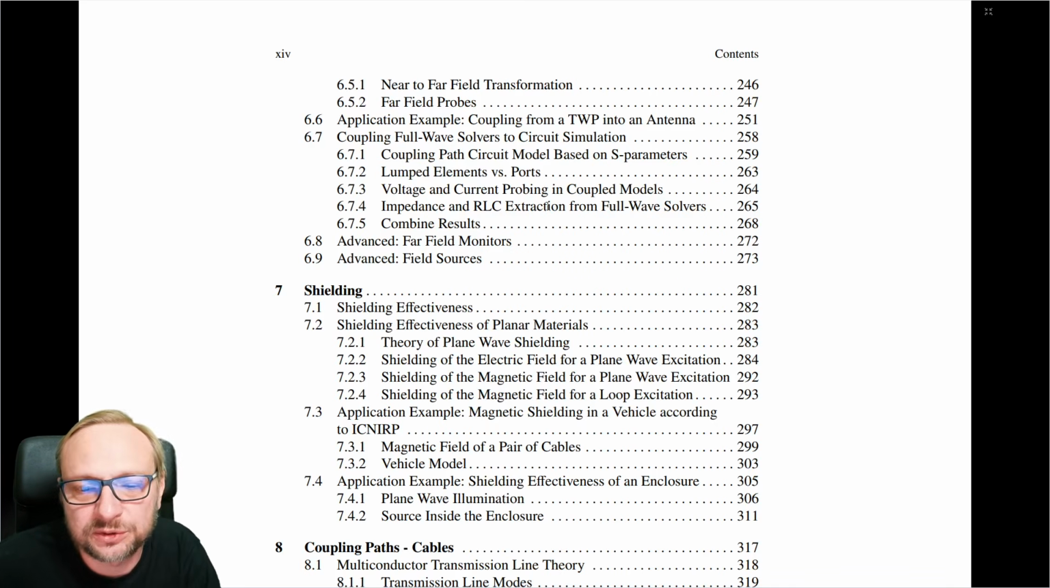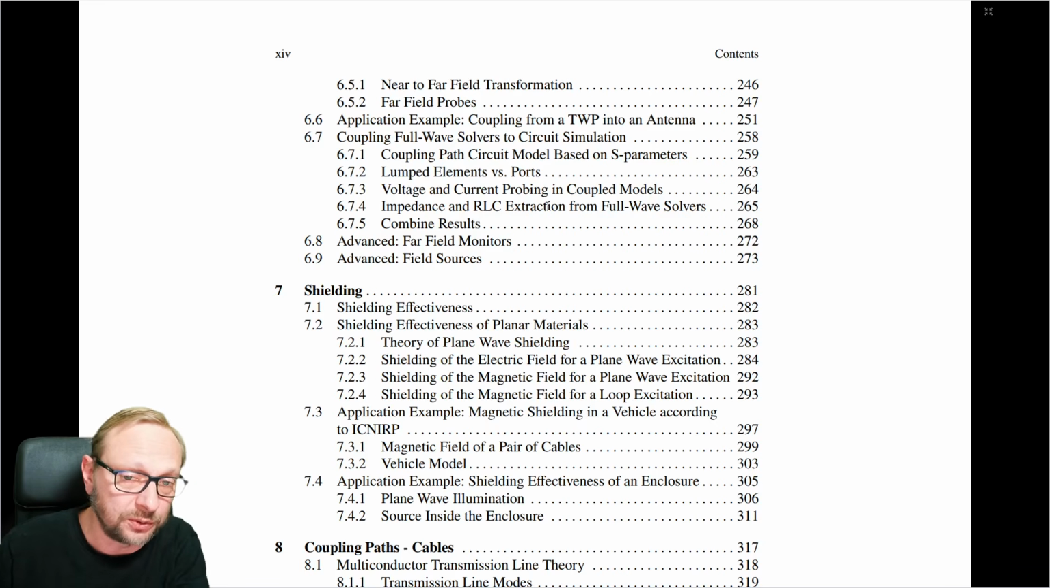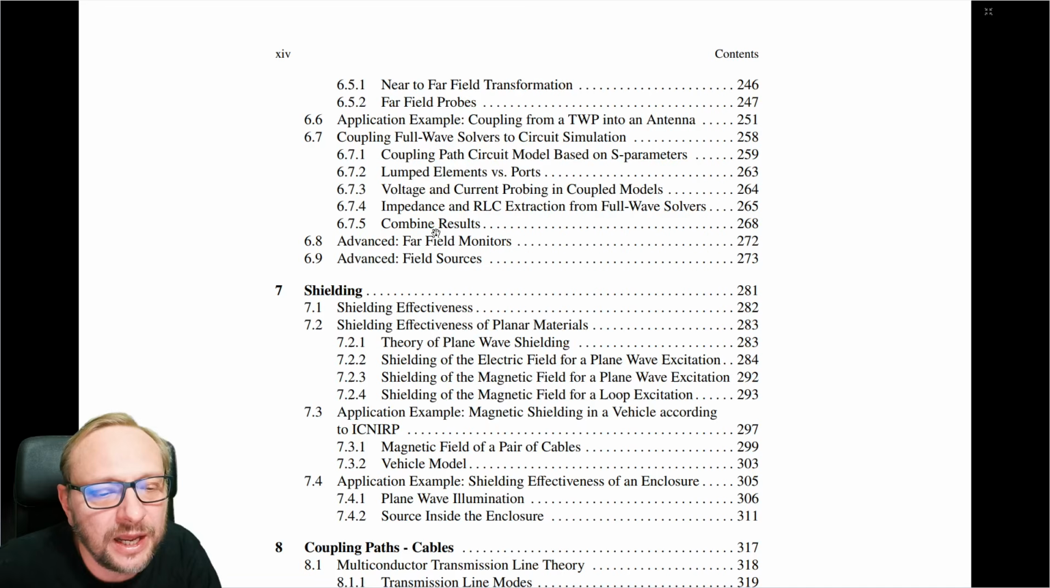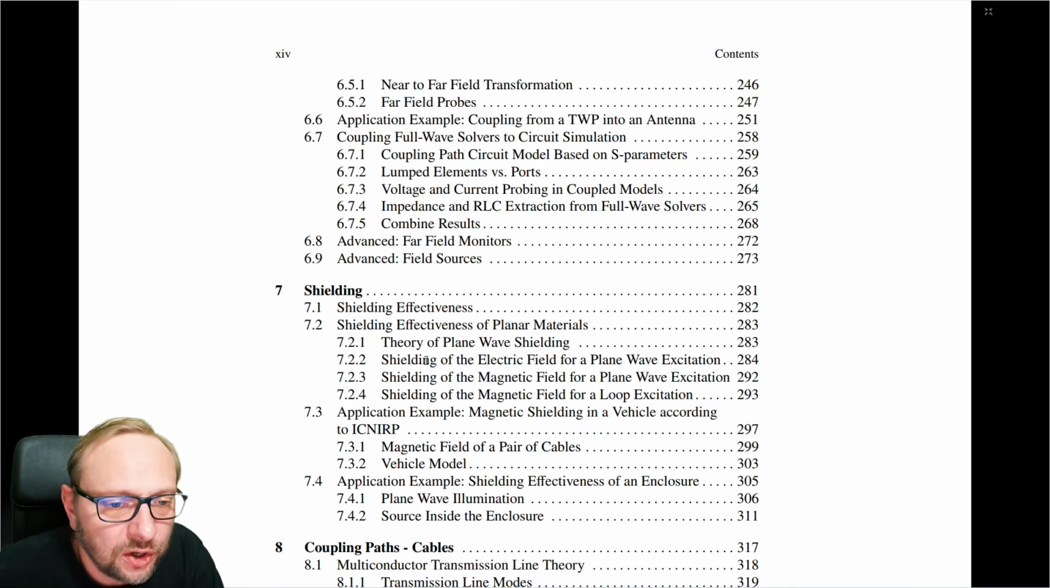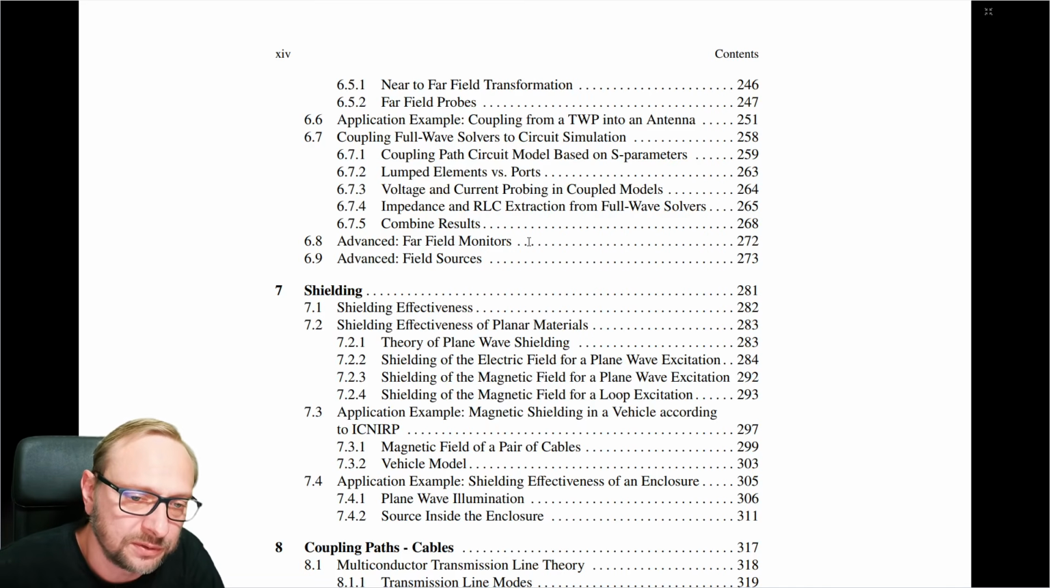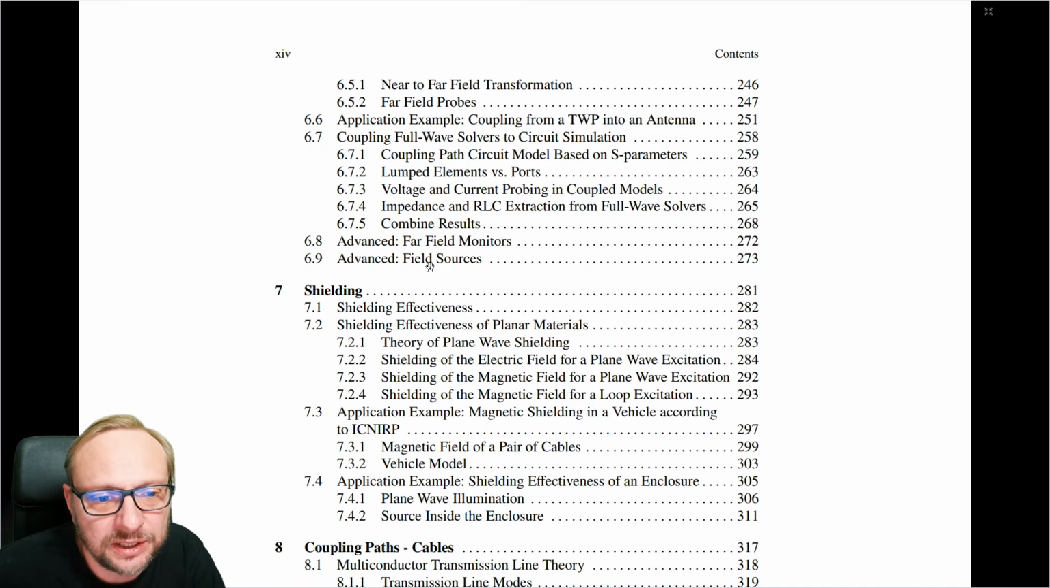Then also RLC extraction away from the full wave solvers, how you get RLC values from S parameters, and how we use combined results to calculate resulting fields, how the circuit actually can give back the information to the full wave electromagnetic solver and calculate a resulting field. On the advanced side, we talk about far field monitors that are not used much. We mainly stick to the far field probes in this book and the concept of field sources. It's explained briefly that this exists. We don't use the field sources throughout the book either.